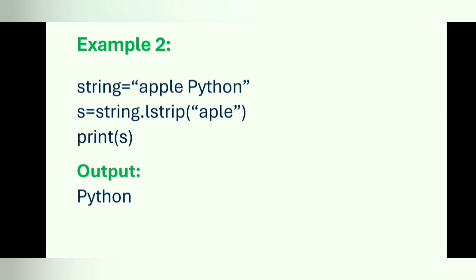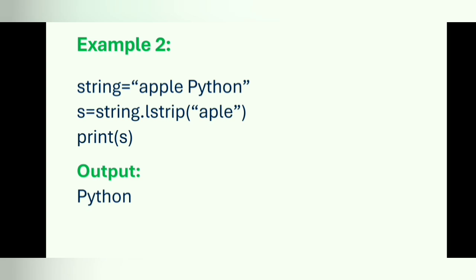The stripping process continues until a different character is found. Here a different character, capital P, is encountered, so the stripping is stopped. The lstrip method is case sensitive. That means lowercase p and uppercase P are different.